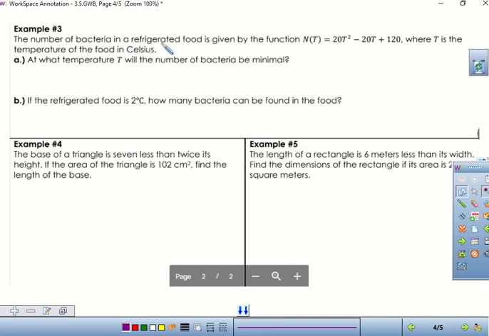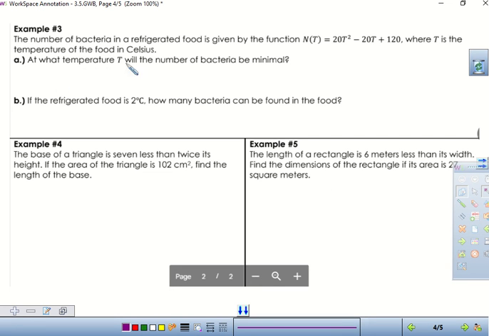The number of bacteria in a refrigerated food is given by the function n of t is equal to... You guys got it? What's up? Nothing. Yeah, you can go. I don't know what those things are. So basically we have a formula, and this formula represents the number of bacteria that are created in food based on the temperature, because temperature affects bacteria in food. So t represents the temperature, n represents the number of bacteria.